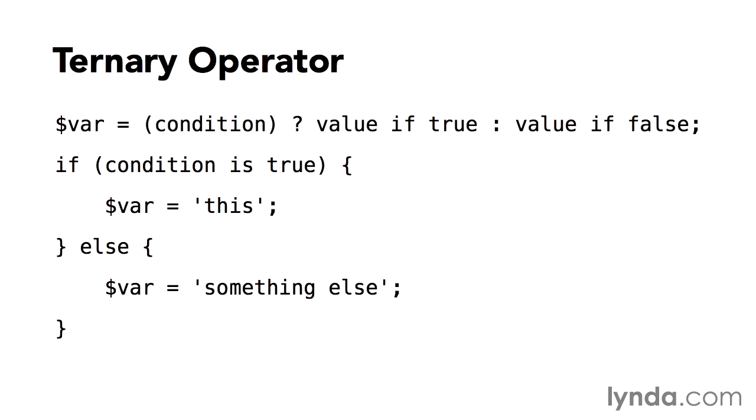The condition follows the assignment operator and is followed by a question mark. To the right of the question mark is the value you want to assign if the condition is true. Next comes a colon, followed by the value if the condition is false. It's a convenient shorthand way of writing this if-else conditional statement. It involves less typing, and anything that saves effort is worth adding to your knowledge of PHP.